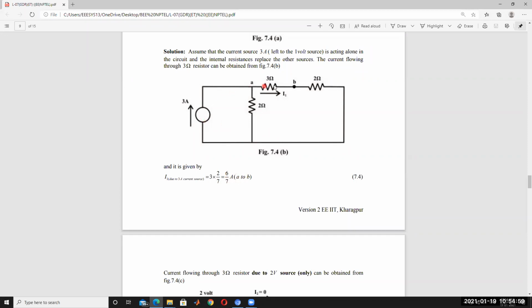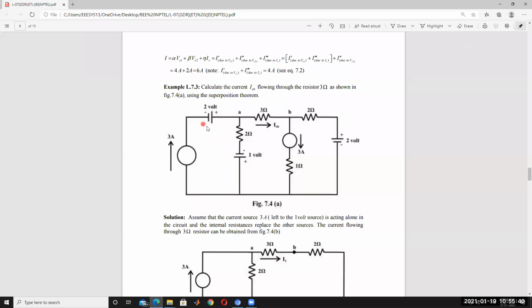So the current is in this direction. The 3 amps current is divided like this and like this. We are finding it by using the current division rule: I1 is equal to the total current into the opposite resistor by the sum of the resistors. So by activating one source, we get this much current, 6 by 7 amps. Am I right?